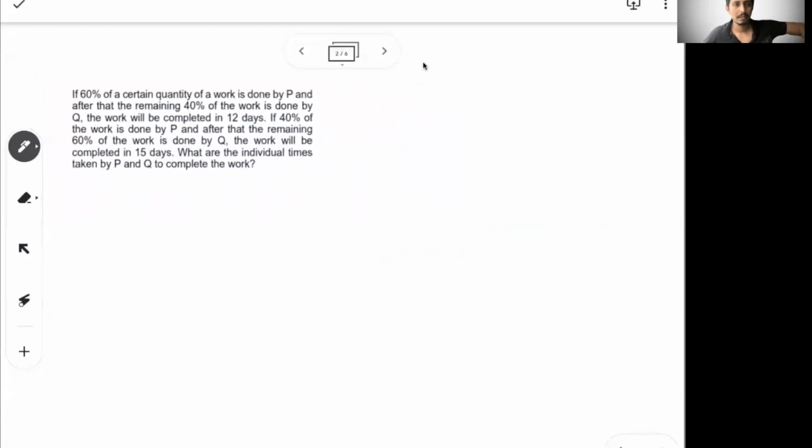Okay, it's visible. If 60% of a certain quantity of work is done by P, and after that 40% of the remaining work is done by Q, then the work will get completed in 12 days. If 40% of the work is done by P and 60% of the work is done by Q, then the work will get completed in 15 days. What is the total individual time? Here, because I have to find the percentage of work, let's say total work is 1.